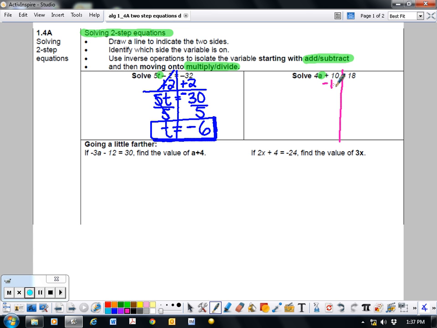So I do the opposite, and I minus 10 on both sides. So 10 minus 10 gives me 0. That goes away, which is exactly what we're trying to do. So now I have 4a equals 18 minus 10, which is 8.